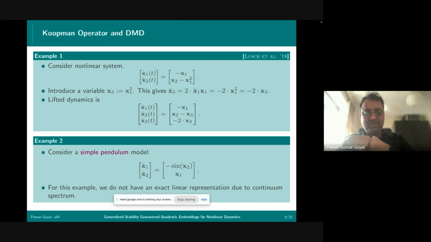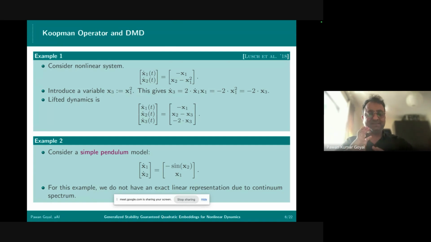And the reason is typically that we have a continuum of spectrum. The pendulum has infinite eigenvalues, which are actually continuous, and that leads to the case that we cannot do a finite dimensional approximation. We always have to have an infinite dimensional one if we want an exact approximation of the pendulum as a global linearized representation of these dynamics.